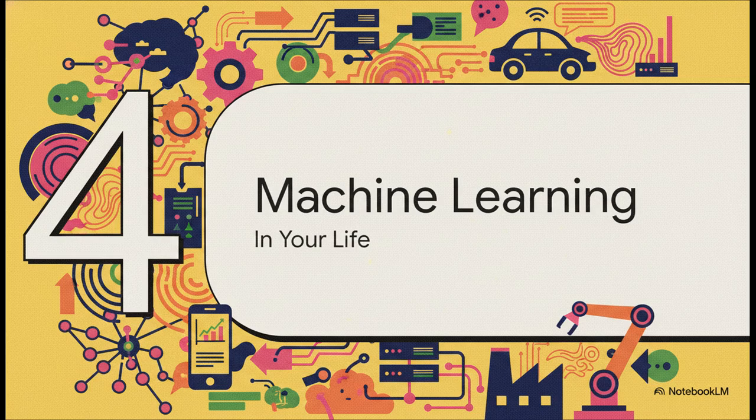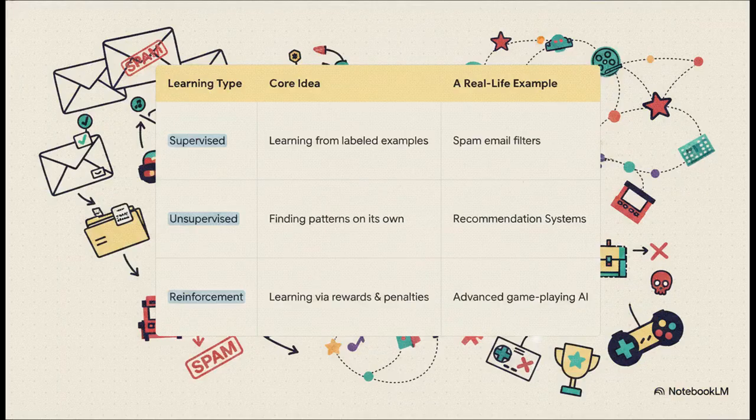So there you have it, our three main styles of learning. Now let's just pull it all together and see how these things pop up in your life pretty much every single day. Okay, here's the perfect little cheat sheet. Supervised learning. That's learning from labeled examples, like your spam filter. Unsupervised learning, it's all about finding patterns on its own, like those movie recommendations you get. And reinforcement learning, learning from rewards and punishments, like those crazy smart AIs that can master complex games. Three totally different approaches for three totally different kinds of problems.